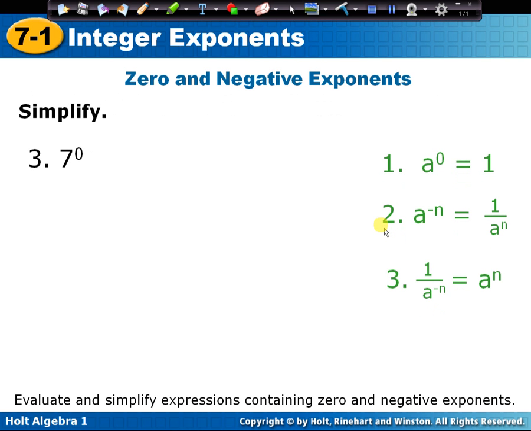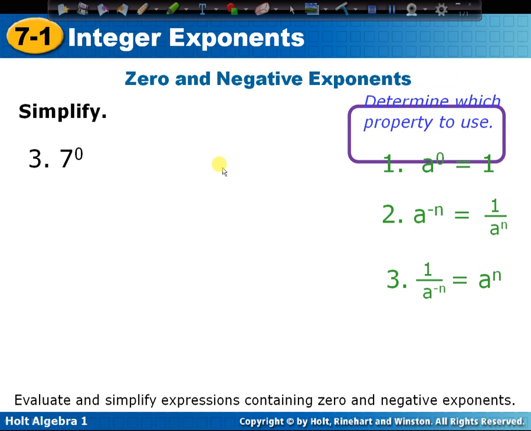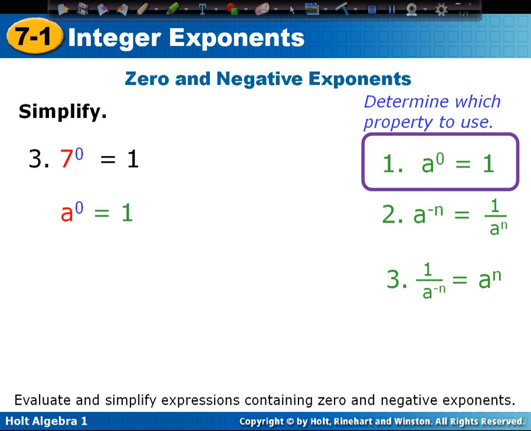All right, this is number 3. It says 7 to the 0 power. Again, make sure you have that written down. This one's super easy because, again, anything to the 0 power equals 1. So 7 to the 0 is just equal to 1. Take a minute, make sure you have it written down before you move on.